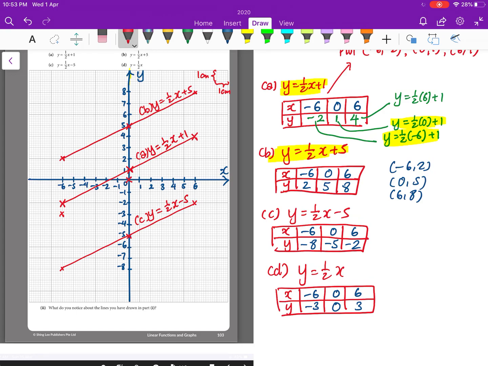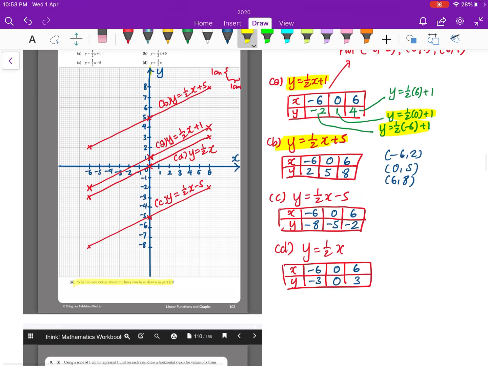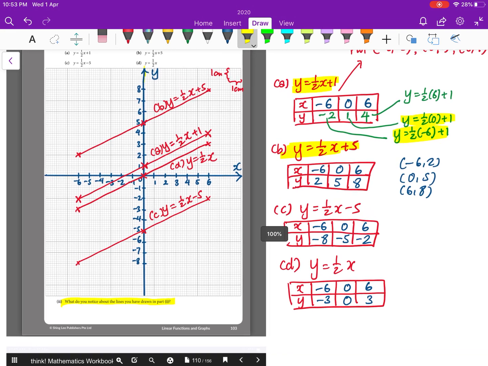Oh, sorry, I used the eraser. Okay, once you have drawn the line, label the graph. So this is part D, y equals half x. So I want you to observe now. We are done with 8 part 1. Okay, but part 2, they ask this question. What do you notice about the lines that you have drawn in part 1?